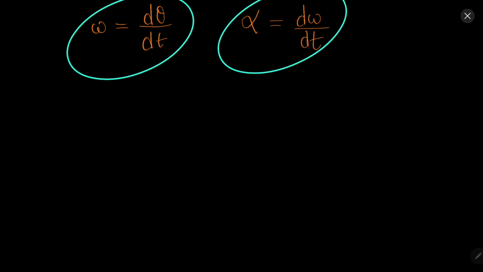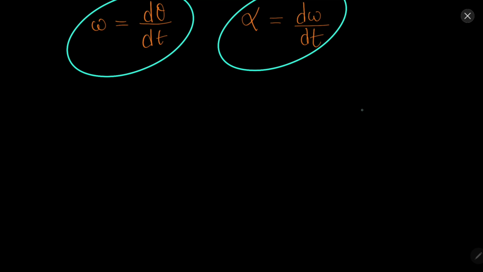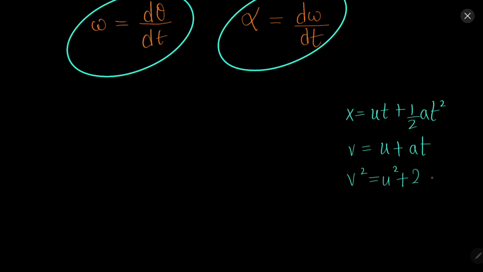Now if you remember, we got three equations of motion as well. What were the three equations of motion? One was x equal to ut plus half at square. One was v equal to u plus at, and one equation was v square equal to u square plus 2ax. So these were the three equations of motion that we discussed previously.